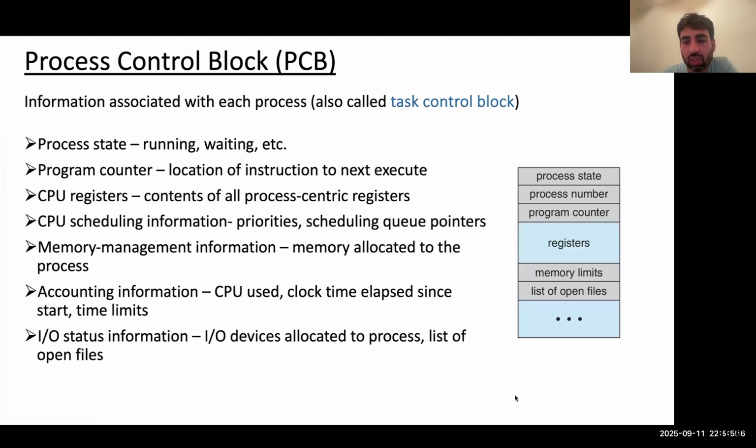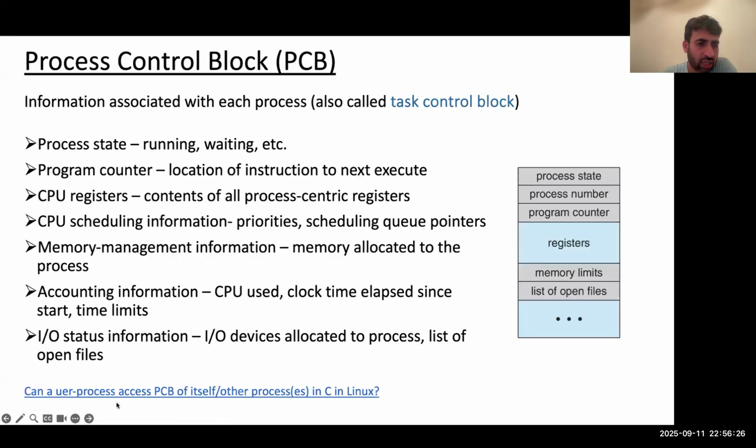So all the information which the operating system needs to successfully run a process is part of the process control block. So a question becomes: can a user process access the process control block of itself or other processes, for example, if that process is written in C and running on the Linux operating system? So what is your answer to this? Anyone who wants to respond to this? Can a user process access the process control block of itself or other processes?